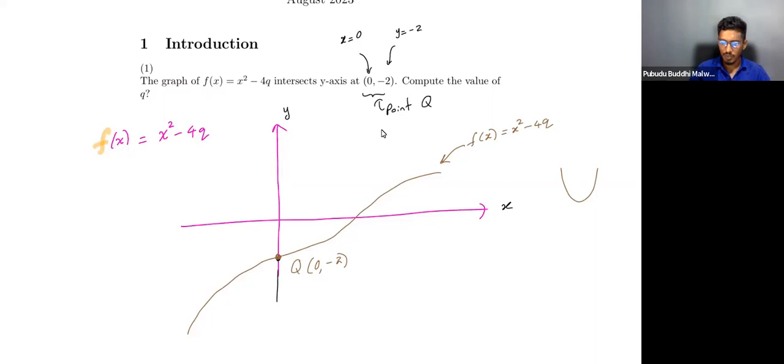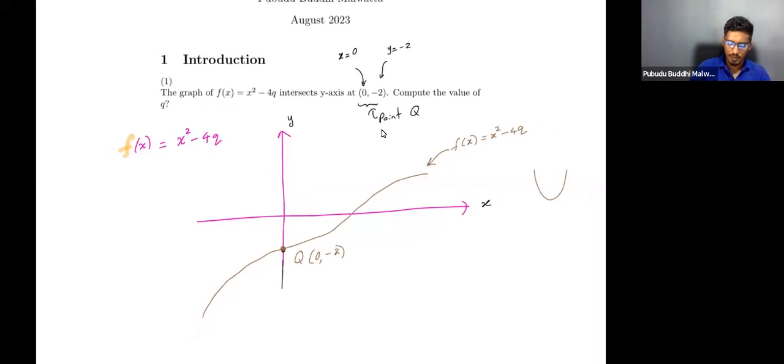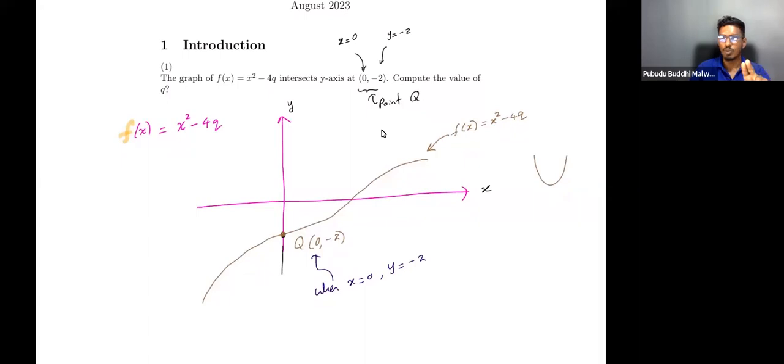So what's the meaning of this point? Right? That's very important. When x equals 0, y equals -2. If you want to, you can write this f of x equals x squared minus 4q as y equals x squared minus 4q. We can do that. So y and f of x are the same thing. Right. So I would like to use this.